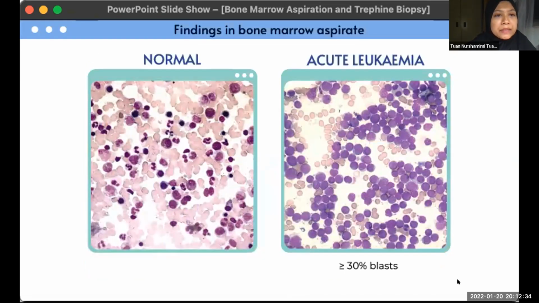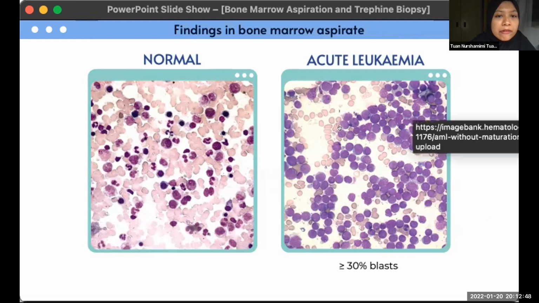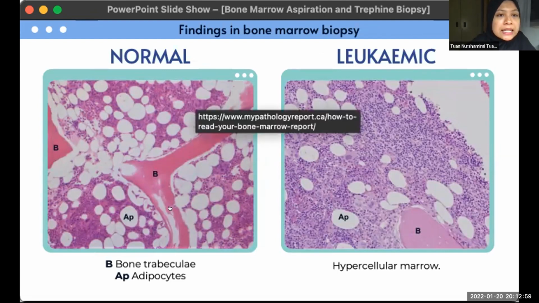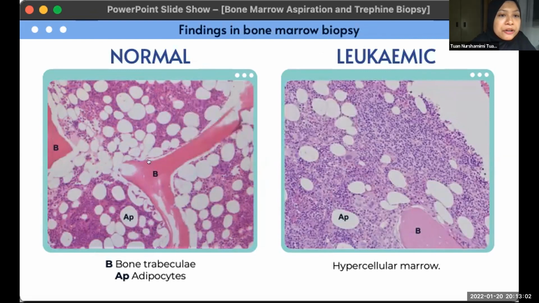Okay. This is an example of findings that you can see in the bone marrow aspirate. So this is the normal bone marrow aspirate, and this is acute. For example, in acute leukemia, you can see a lot of blast cells. So this is the finding in bone marrow biopsy. You can see that the architecture of the tissue of the bone marrow itself is intact. Here you can see the trabeculae, the adipocytes, and the bone marrow cells.